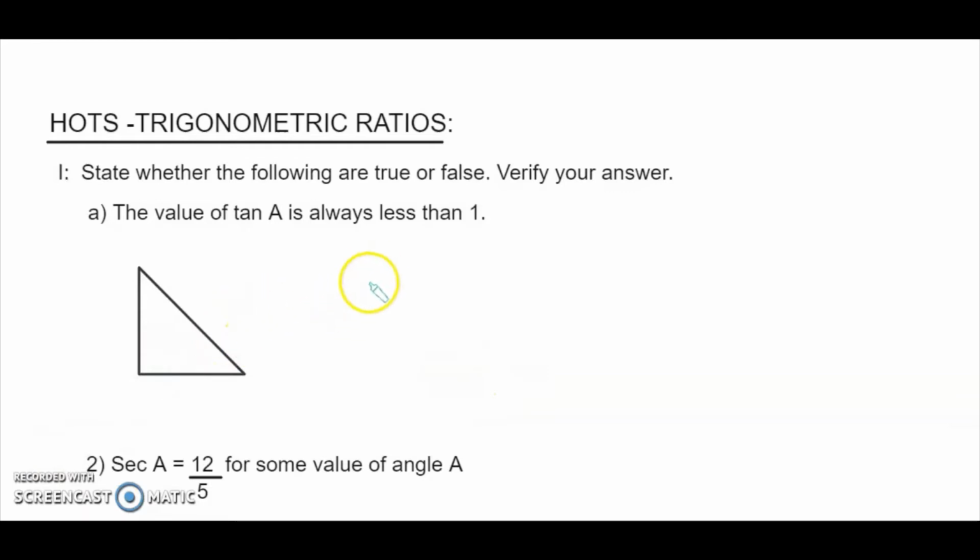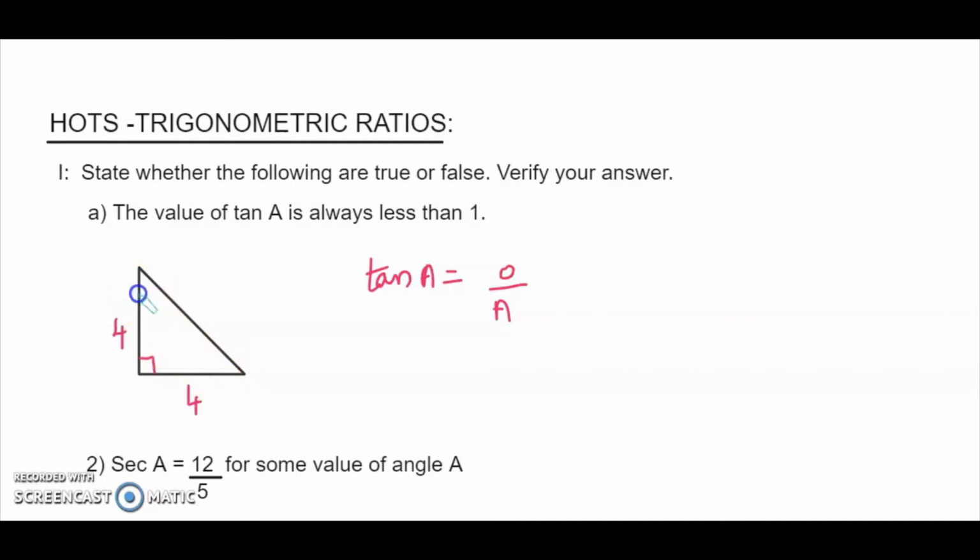Now, what is tan A? Tan A is actually opposite upon adjacent. So, there can be a possibility that my adjacent and opposite are both the same value. We can have an isosceles right-angled triangle. That means the base and the height of the right-angled triangle can be equal in measurement.